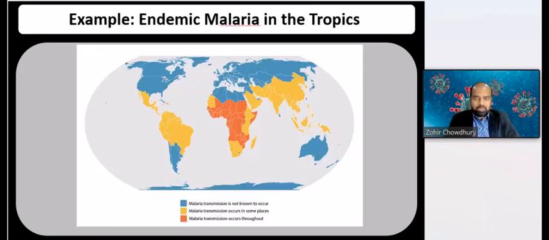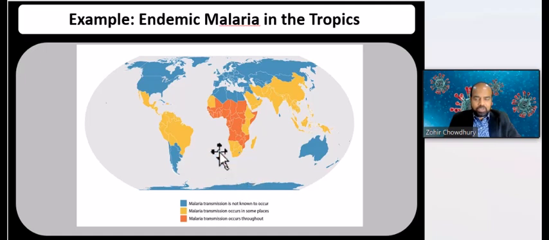Here is an example of endemic malaria in the tropics. This map shows an approximation of the parts of the world where malaria transmission occurs. Malaria, for example, is considered endemic in certain countries and regions. Temperature is particularly critical. For example, at temperature below 20 degrees Celsius or 68 degrees Fahrenheit, Plasmodium falciparum, which causes severe malaria, cannot complete its growth cycle in the Anopheles mosquito and thus cannot be transmitted.